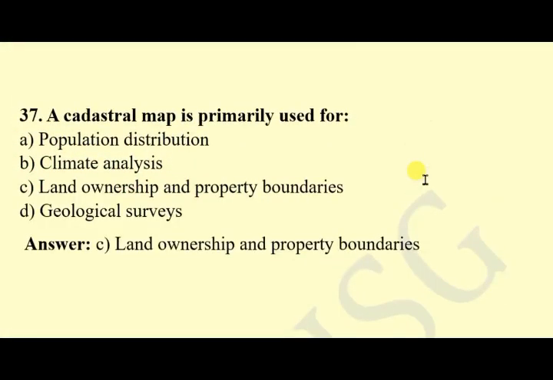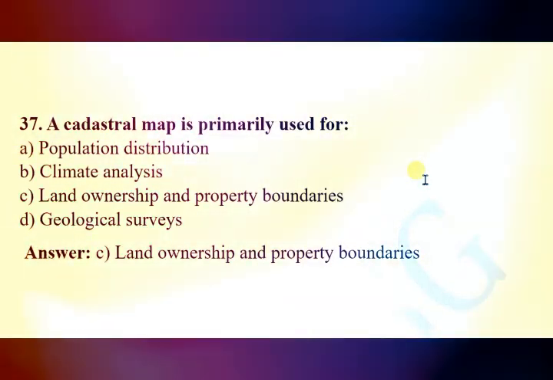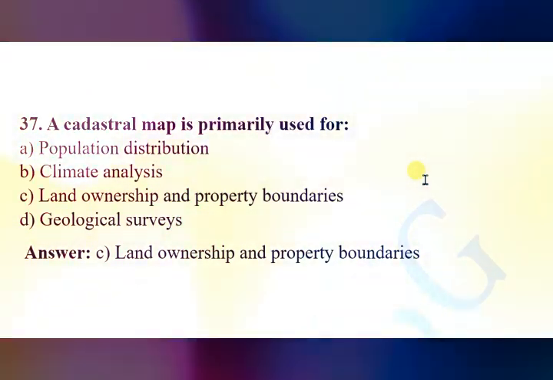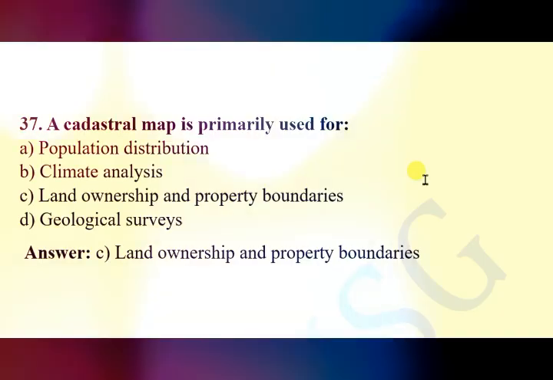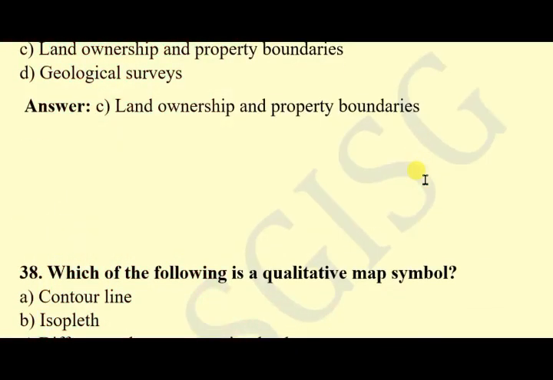Question number 37. A cadastral map is primarily used for population distribution, climate analysis, land ownership and property boundaries, geological surveys. Here the right answer will be land ownership and property boundaries.